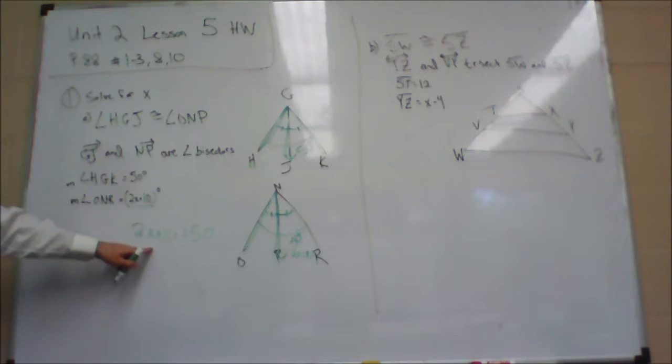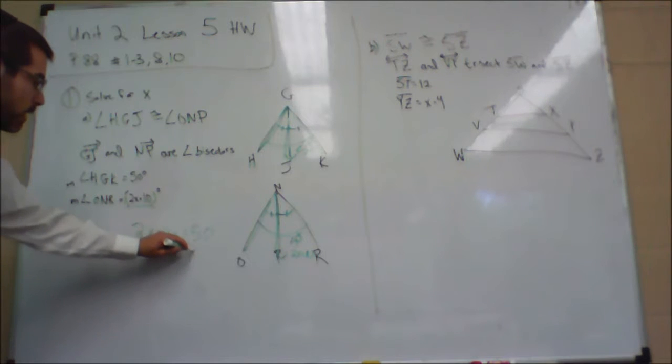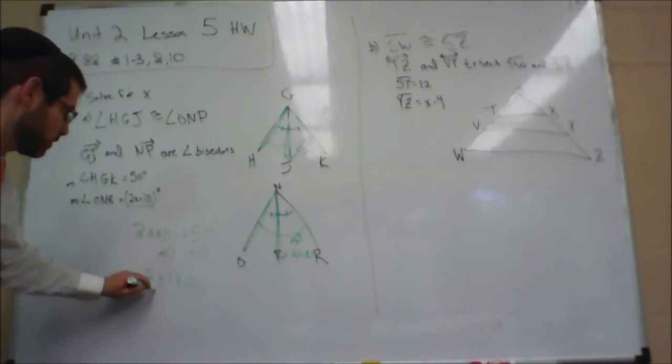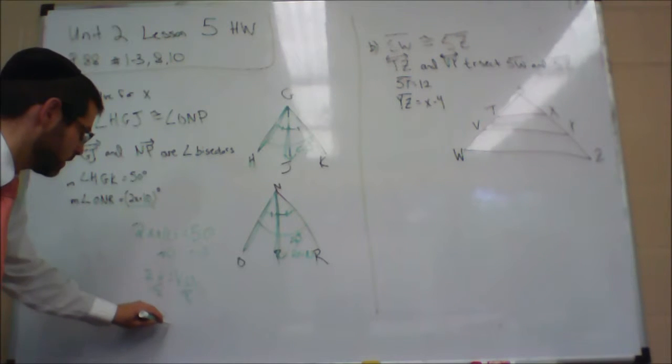So now I just have to solve for x. I subtract 10 from both sides. I get 2x equals 40. Divide both sides by 2, and I get x equals 20.